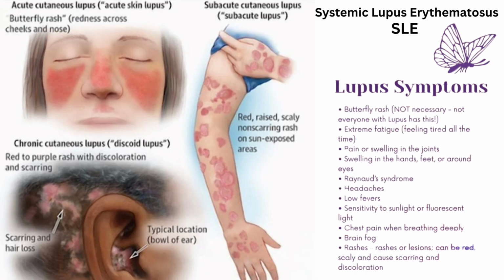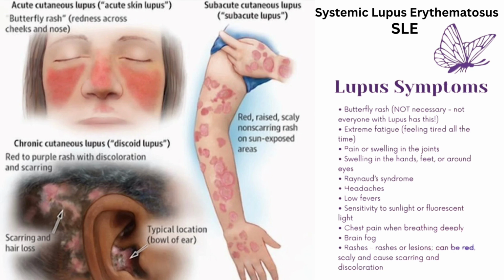Now the key investigations, what to order and why. ANA is the starting point. ANA is very sensitive for SLE. Most patients are ANA positive. A negative ANA makes SLE unlikely. It's a screening tool, inexpensive and widely available.